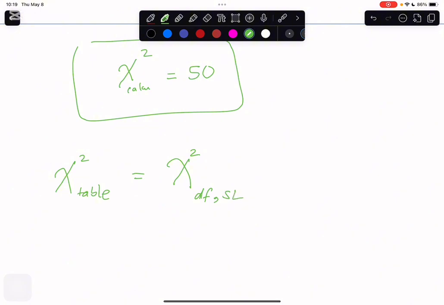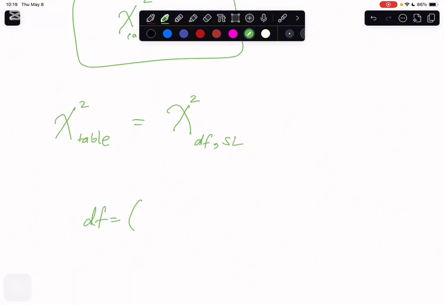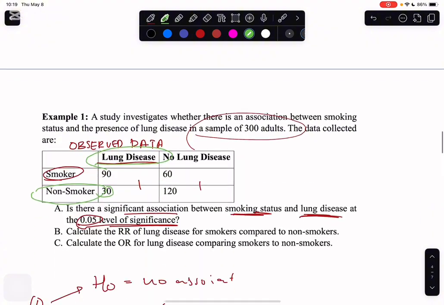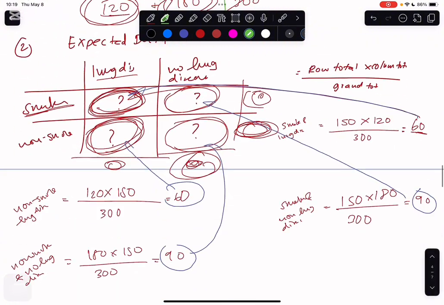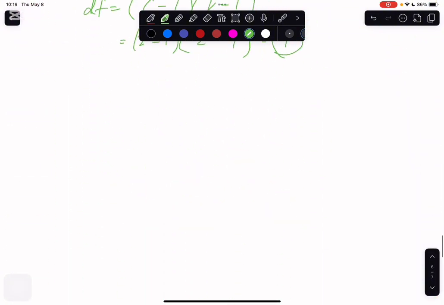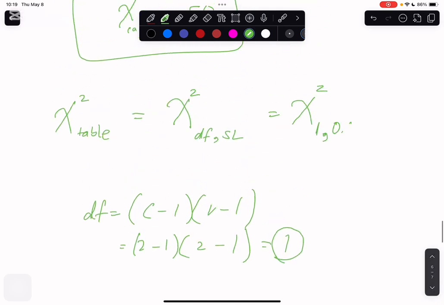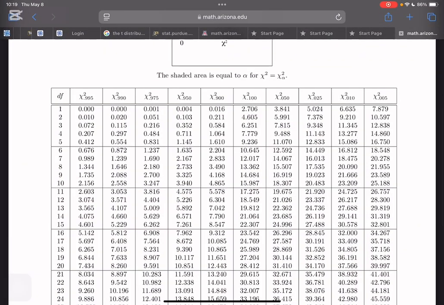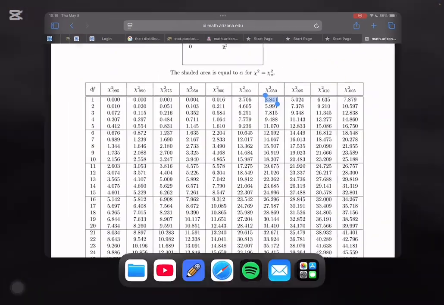What was the degree of freedom? The degree of freedom is the columns minus 1 times the rows minus 1. How many columns do we have? We have 2 columns, minus 1. How many rows do we have? We have 2, minus 1. So 2 minus 1 is 1, 2 minus 1 is 1, 1 times 1 is 1. So the degree of freedom we're looking at in the table is 1. What's the significance level? Go back to the question: 0.05. Then I go to the table and look at degree of freedom 1 and significance level 0.05, which is 3.841.